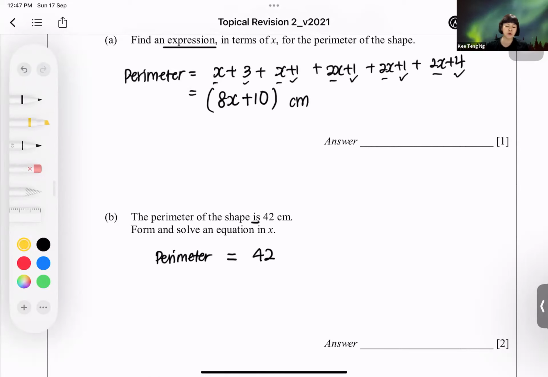So now we need to use our algebra a little bit here, right? So what do we have? We have this one over here. We replace it as our perimeter. So that means 8x plus 10 equals 42.